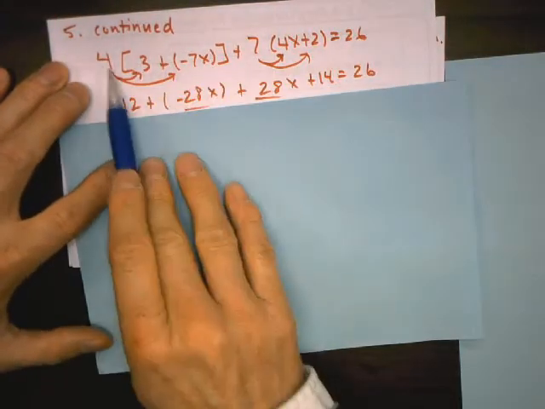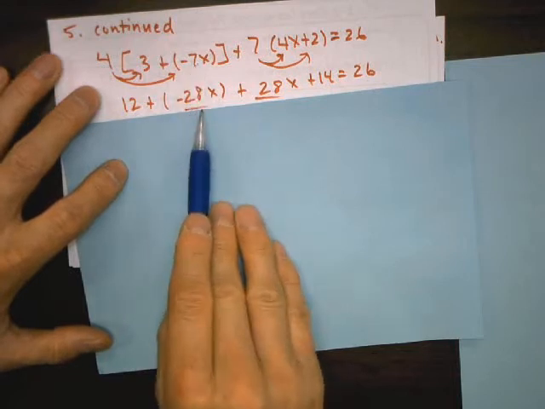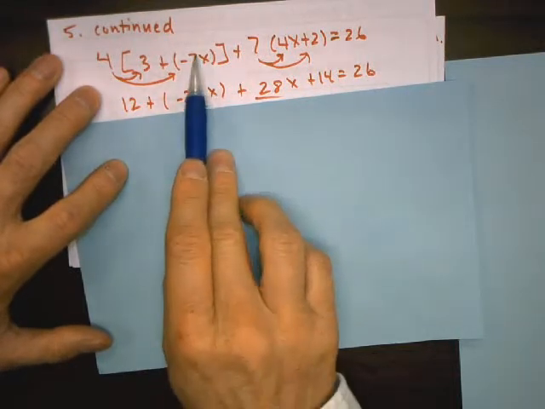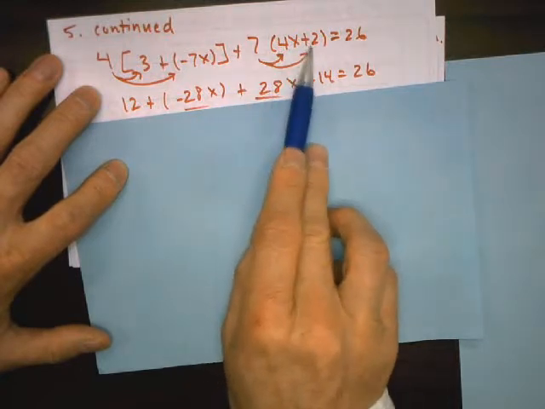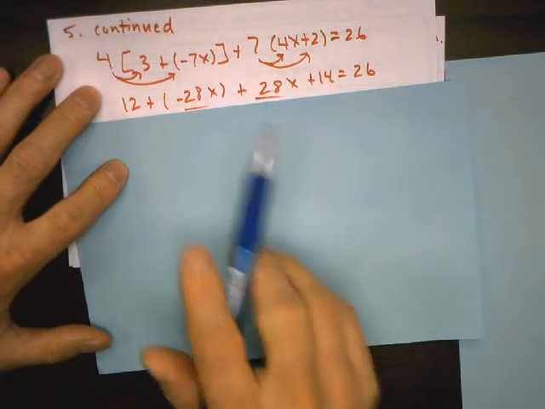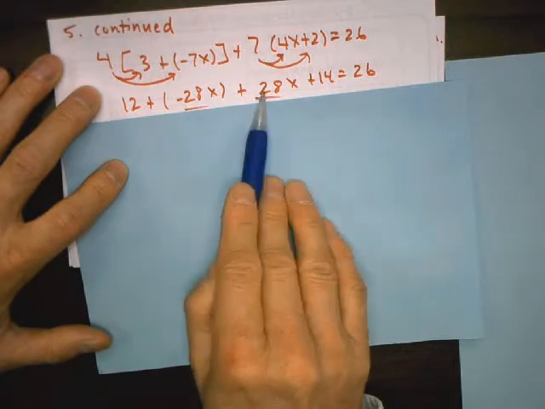4 times 3 is 12. 4 times negative 7x is negative 28x. 7 times positive 4x is 28x. 7 times 2 is 14. Now I'm going to go ahead and combine like terms.